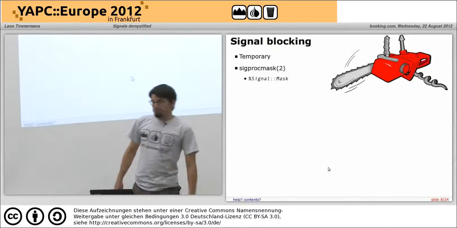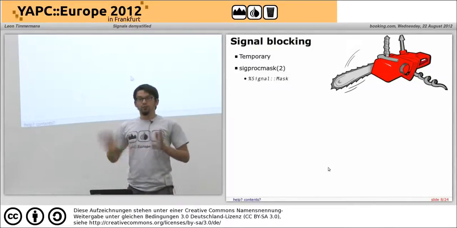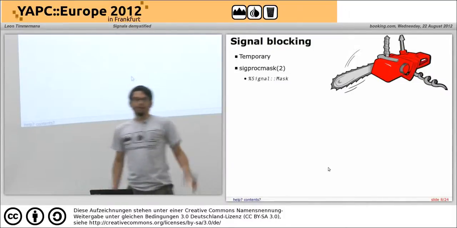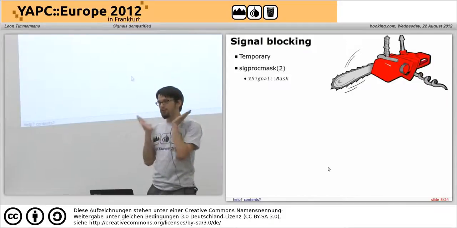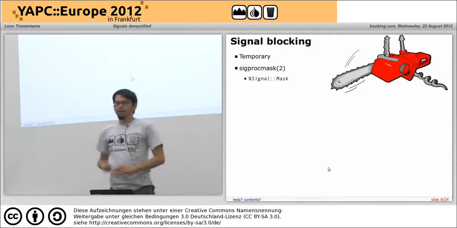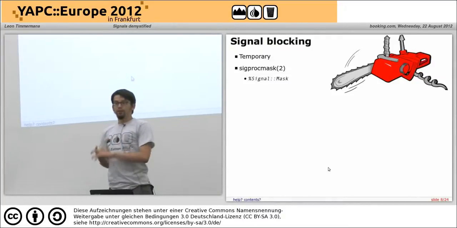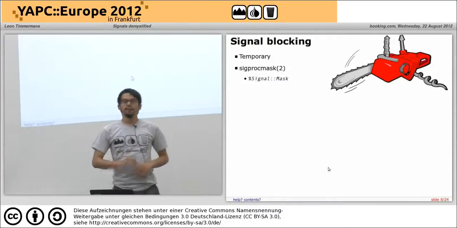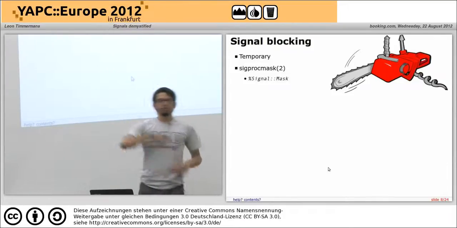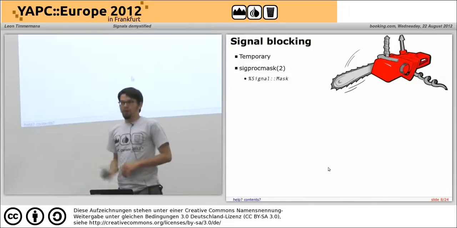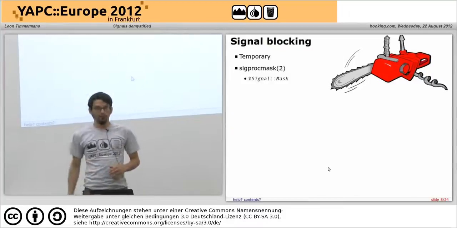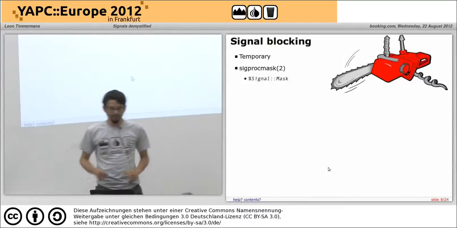Blocking. There's another thing that is orthogonal to the handling, and it's very important to realize it's something really orthogonal, is blocking. Blocking is something that's usually temporary, and what you say is, I do not want this signal now. When you ignore a signal, it will be thrown away. When you block a signal, you will not receive it until you unblock it. And as soon as you unblock it, you will receive it immediately.